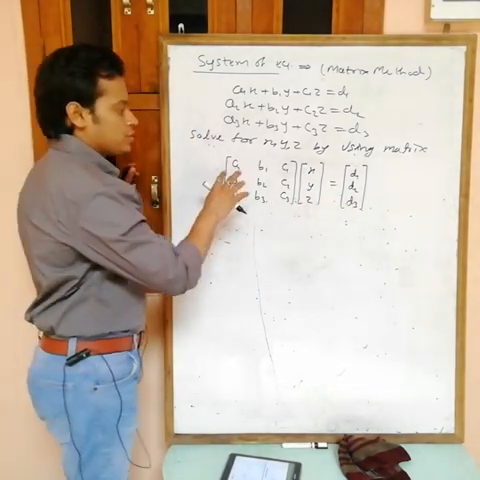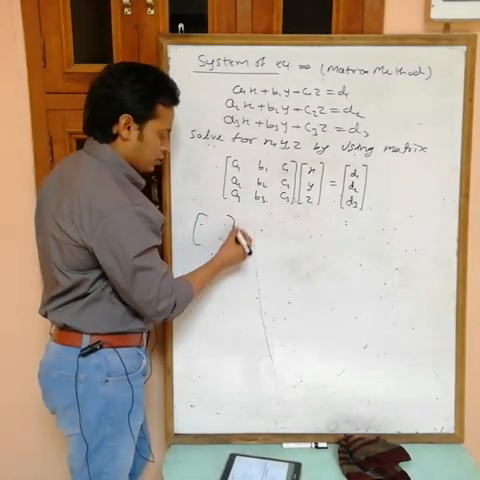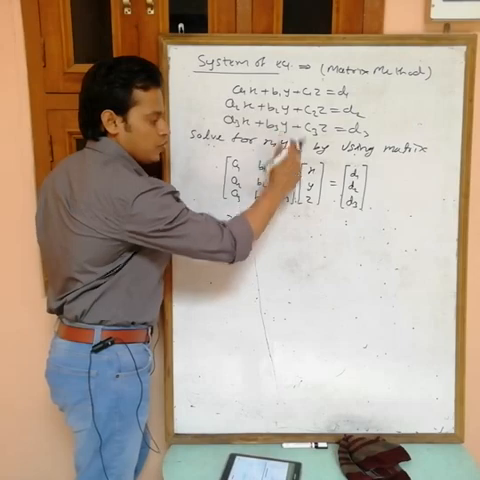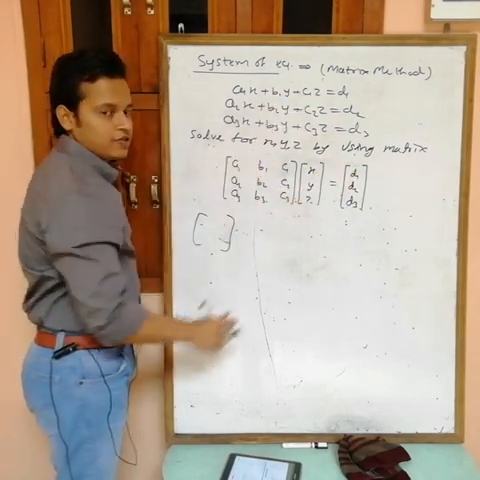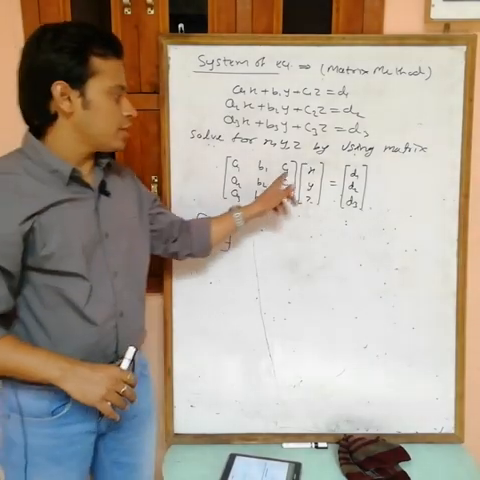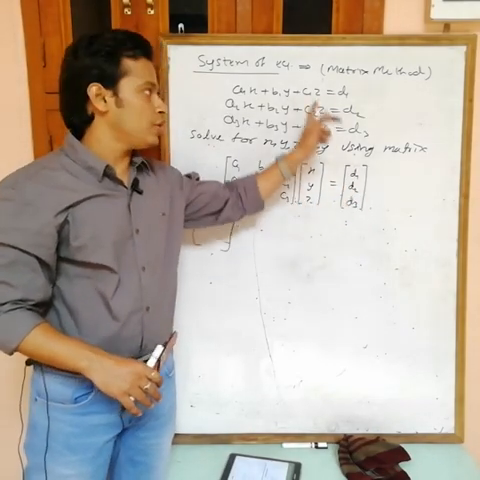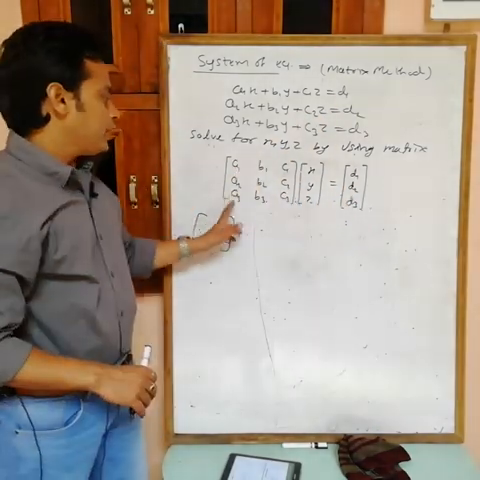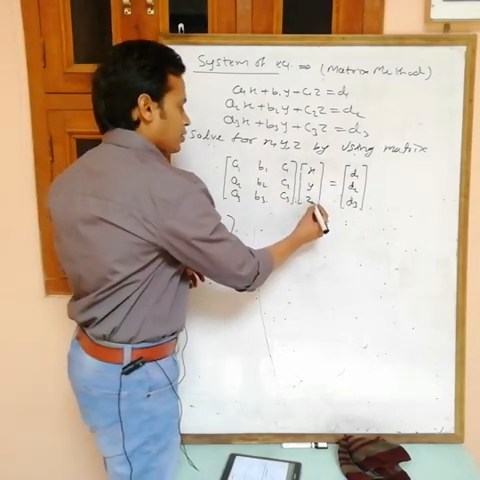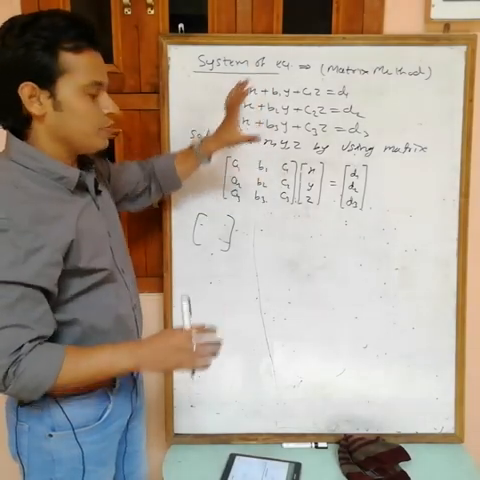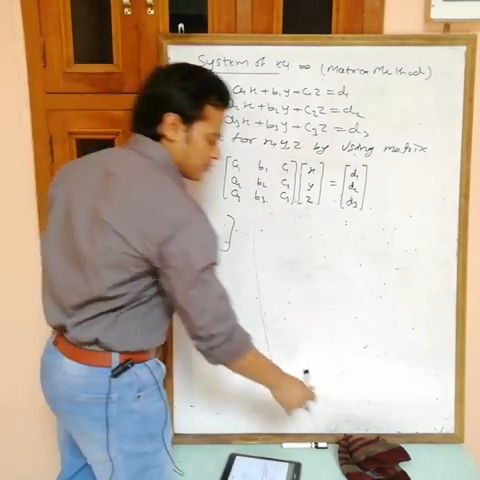Now this is 3 by 3, this is 3 by 1, and the product matrix is 3 by 1. Then first row, first column gives a1x plus b1y plus c1z equals d1, the first equation. Second row gives a2x plus b2y plus c2z equals d2, the second equation. Then a3x plus b3y plus c3z equals d3. So this equation and this one are both the same thing, the only difference being that this is in terms of matrices.